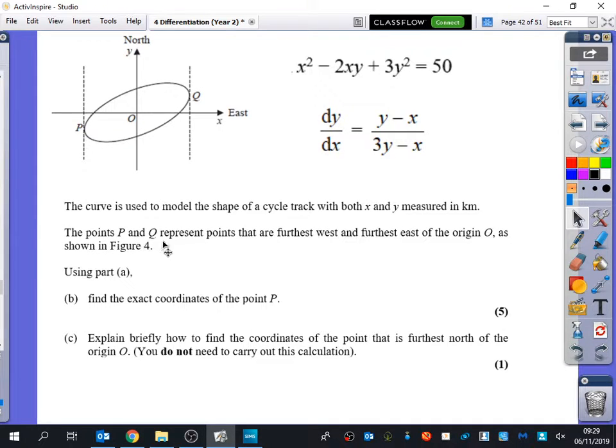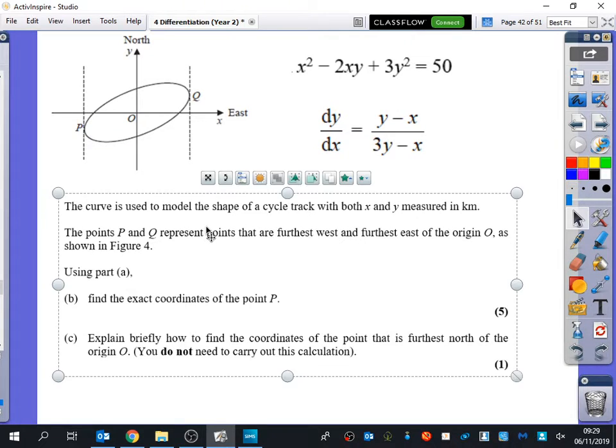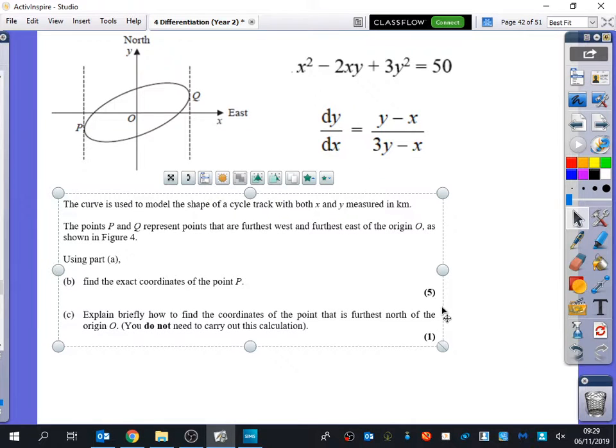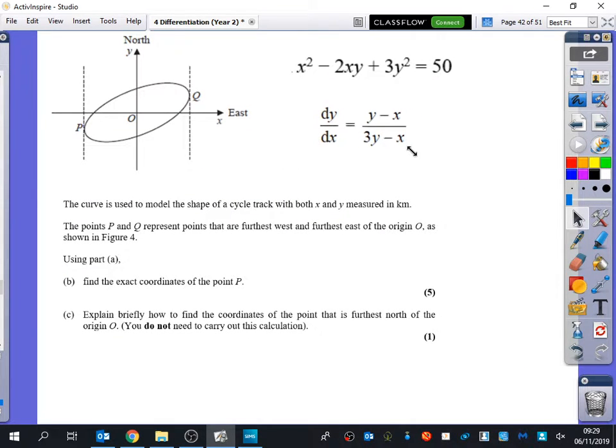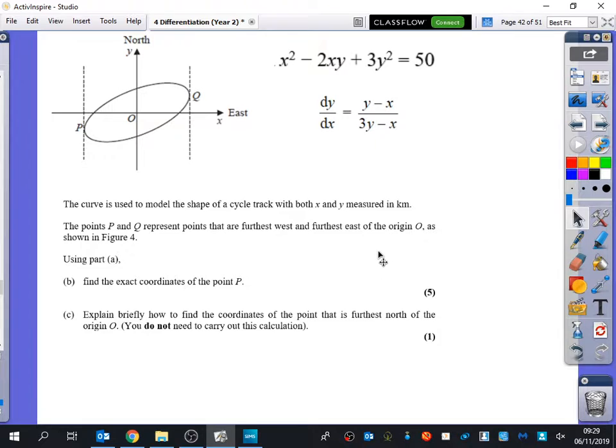It says the points P and Q represent points that are furthest west and furthest east of the origin, as shown in figure 4. Using part A, find the exact coordinates of the point P. So nothing really to do with the cycle track. All they're really saying is just find out what point P is. So I'm going to shrink this bit down a little bit, and we're going to use that and that for this part of the question.